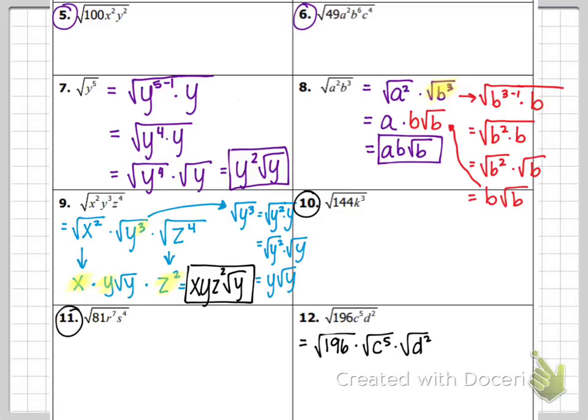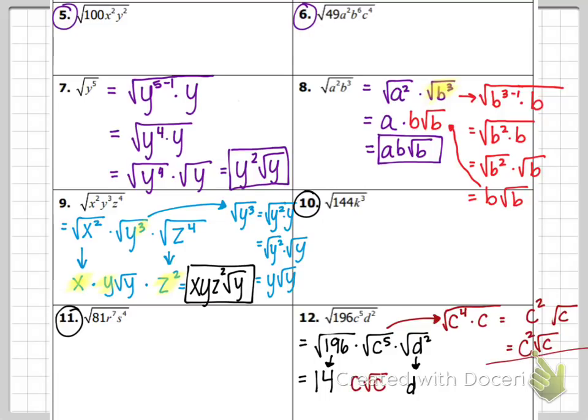So again, I just broke it up into pieces. The square root of 196 is 14. And the square root of d squared, that's an even number, so that's just d. Now this has that odd number, it's not a multiple of 2. So 5 minus 1 is 4. And then I'm going to multiply it by c. So the square root of c to the 4th, oh wait, nope, I did that part. Okay, so square root of c to the 4th is c squared, and then times the square root of c, so that's going to be your answer here.